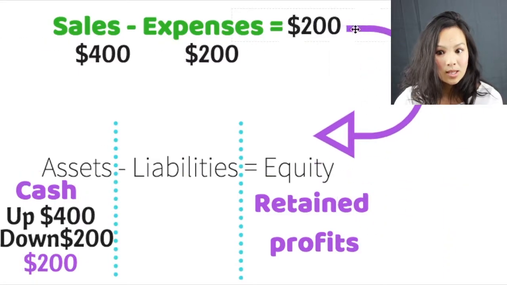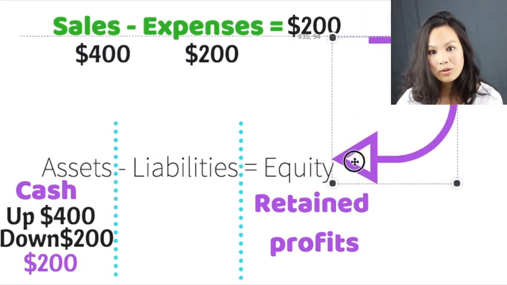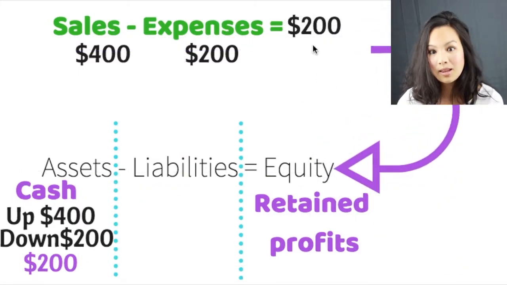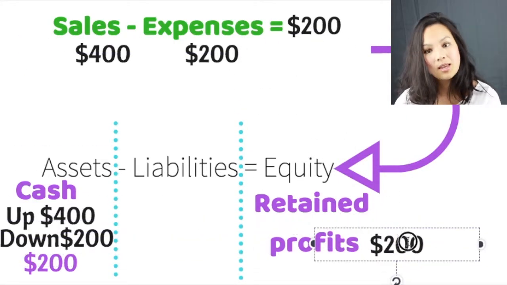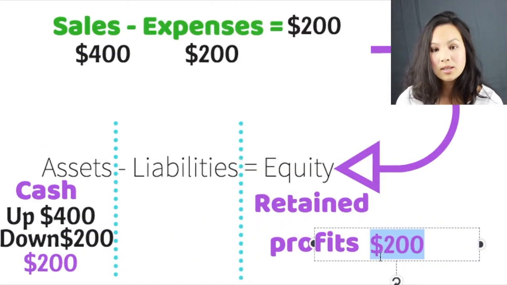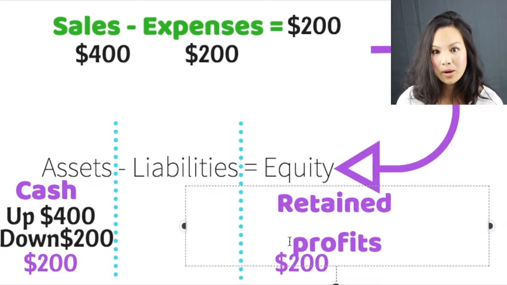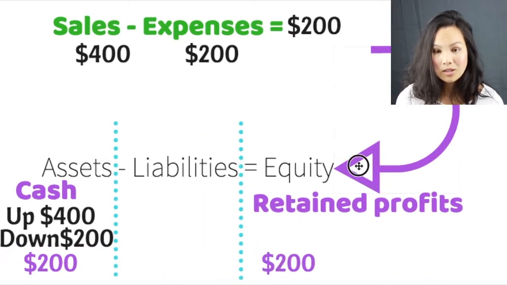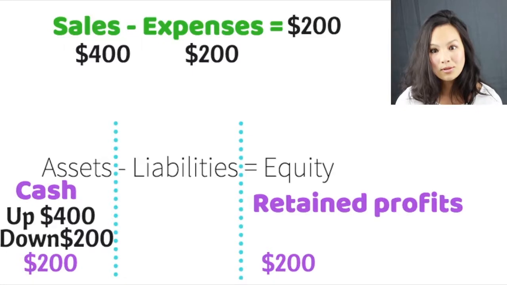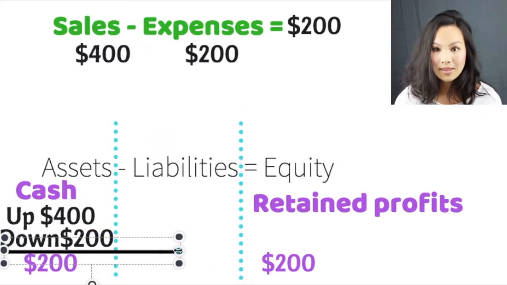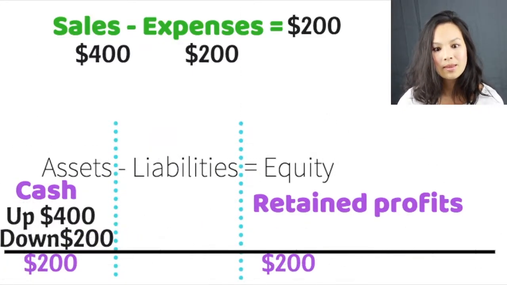So the difference between the sales and expenses is your retained profit. That's equity. That's something that's part of the net worth of your business. And the $200 in cash is also there as well. So you've got your asset of cash, $200 equals $200. That balances. That's the equation.